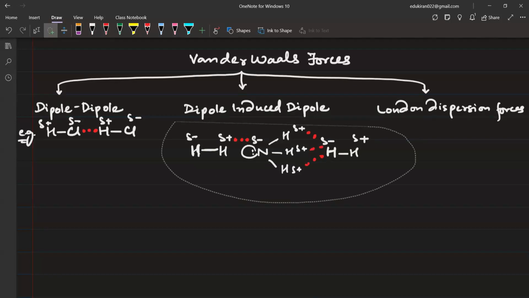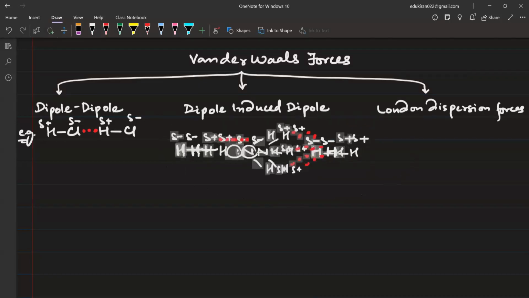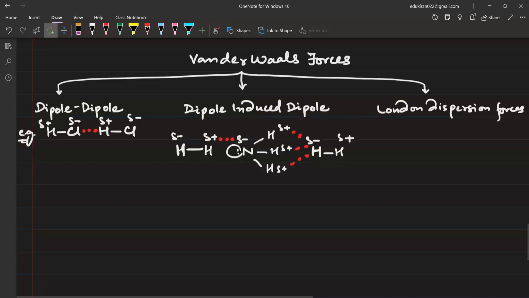So इसको बोलते हैं induced dipole. देखिए, hydrogen did not have a dipole until and unless NH3 is present. है ना? Got this, guys? Yes or no? Please tell me. So what is happening? There is a dipole which is induced by another dipole. ठीक है? So hydrogen कुछ नहीं, आराम से. But hydrogen got a dipole because of NH3. So dipole induced dipole.